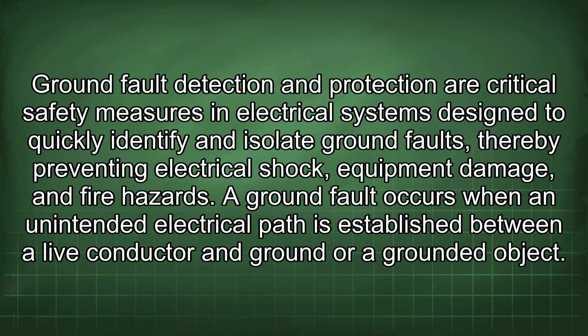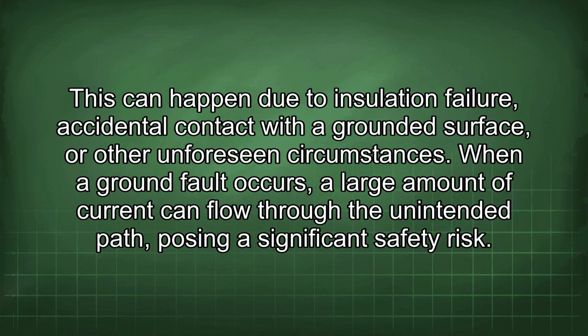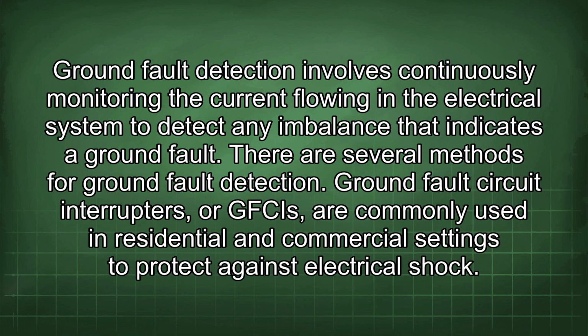A ground fault occurs when an unintended electrical path is established between a live conductor and ground or a grounded object. This can happen due to insulation failure, accidental contact with the grounded surface, or other unforeseen circumstances. When a ground fault occurs, a large amount of current can flow through the unintended path, posing a significant safety risk. Ground fault detection involves continuously monitoring the current flowing in the electrical system to detect any imbalance that indicates a ground fault. There are several methods for ground fault detection.